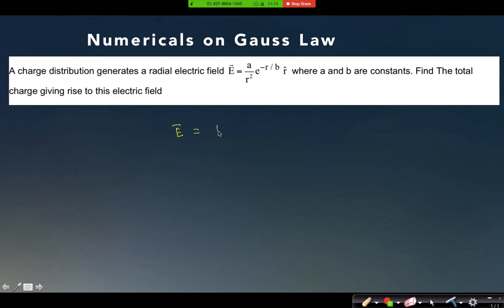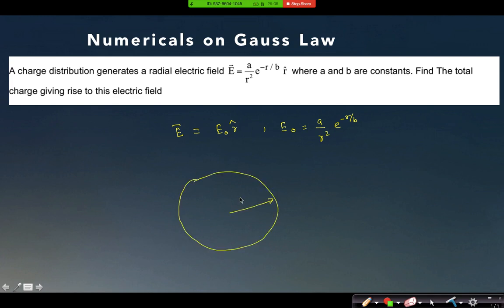Here it is E naught into r cap. Right? Electric field is E naught. What is E naught here? E naught is equal to A by r square into e power minus r by b. Right? Now it is asking what is the total charge in the space.